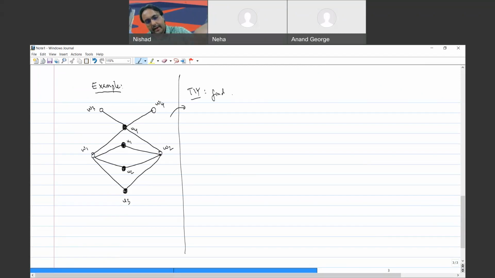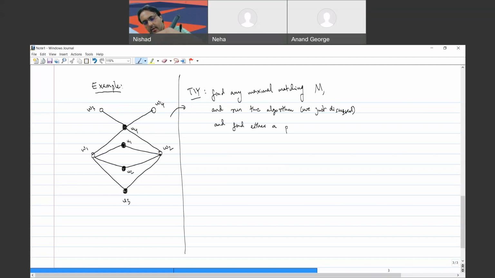So find any maximal matching M and run the algorithm we discussed. We did not formalize it, but I hope the discussion was clear enough that you can formalize it yourself for now. Run the algorithm we just discussed, and find either a perfect matching, which should be easy, or a deficient set.